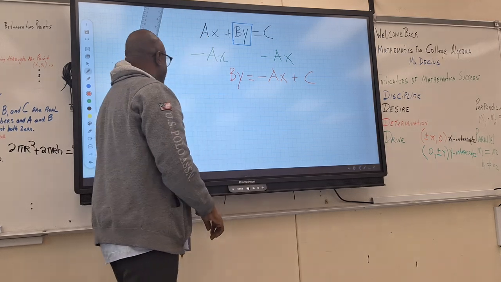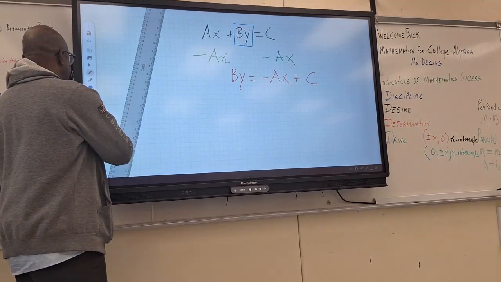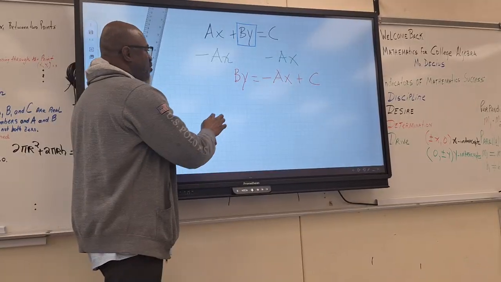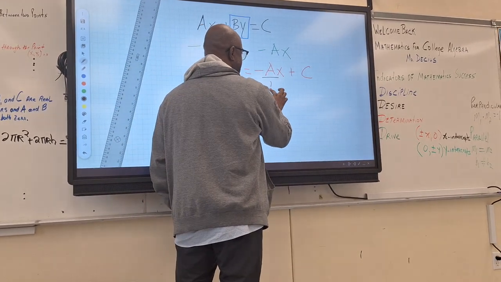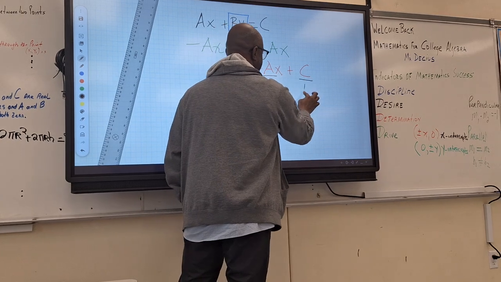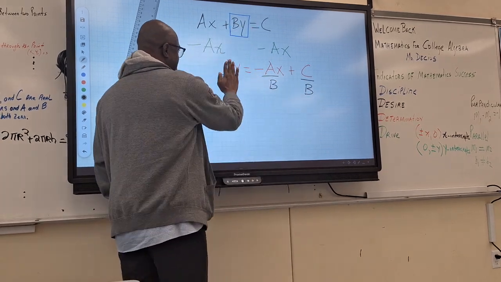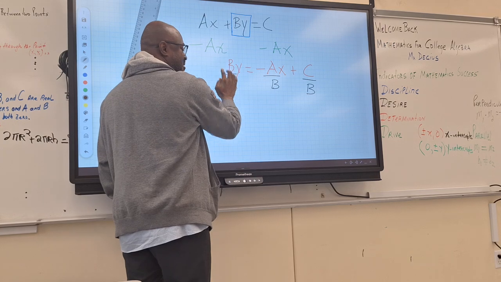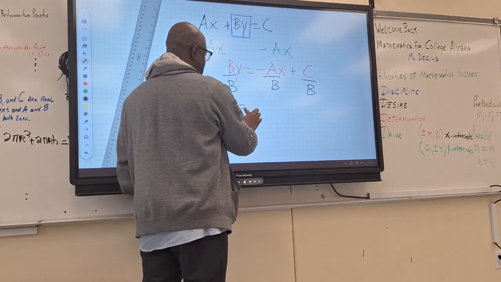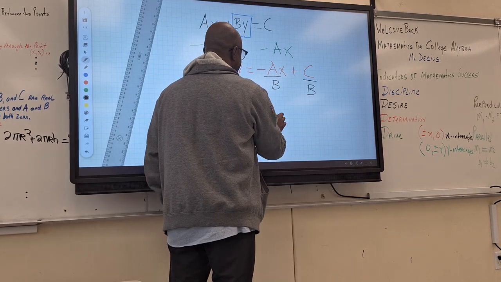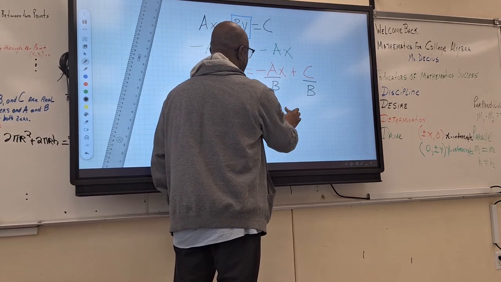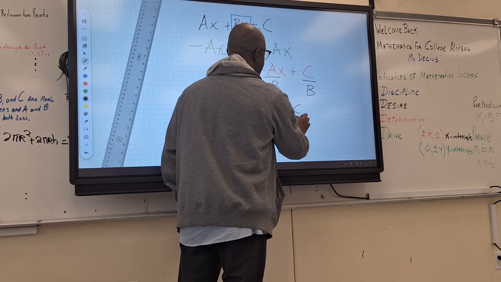Now I need to get Y by itself. Then what should I do? Divide it by B. Then I'm going to divide by B. Then I'm done, people. If you know how to solve, that's what you need to do. Just as simple as that. Then this cancels out, right? Then I will have Y = A/B x + C/B.